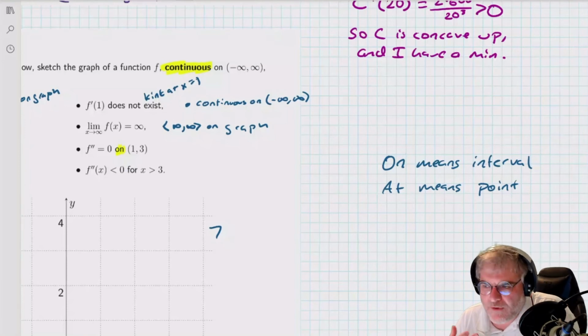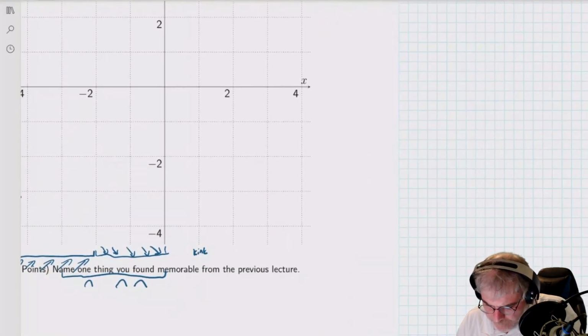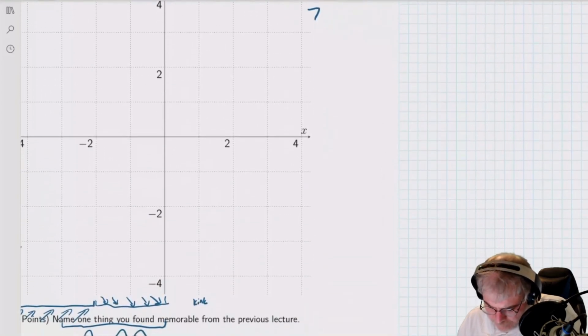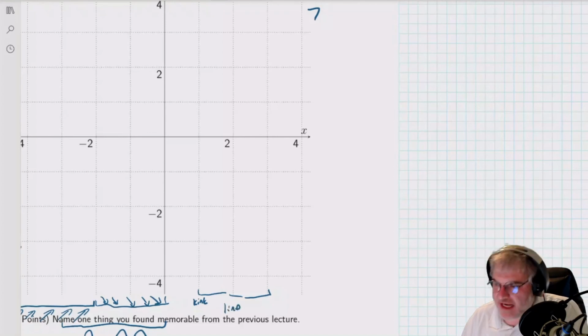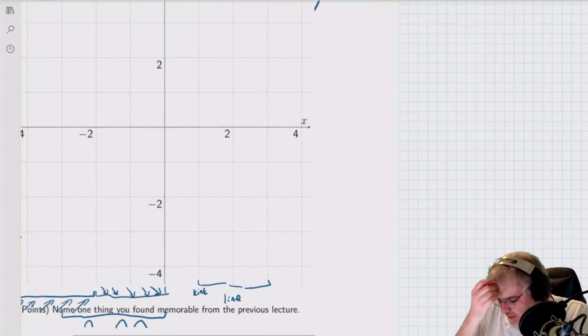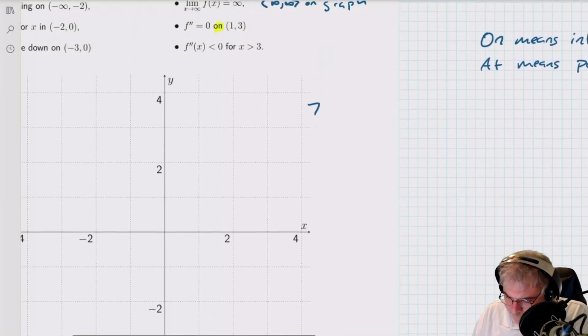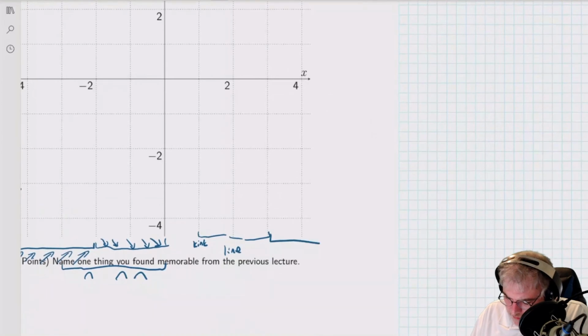Now, what does it mean for f double prime of x equals 0? What does that mean? It means my slope is not changing. It means I have a line. So from x equals 1 to x equals 3, that interval, this function has to be a line. And then f double prime is less than 0 for x greater than 3. Concave down.